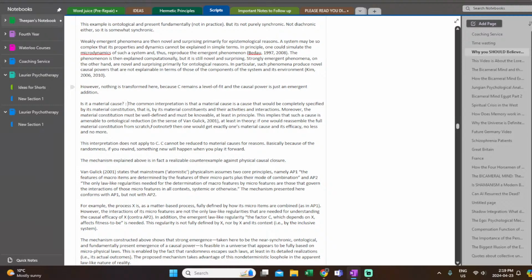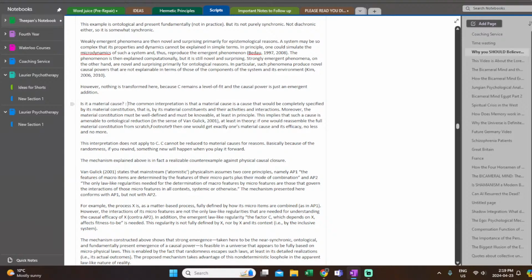And then he wrote, the common interpretation is that a material cause is a cause that would be completely specified by its material constitution, that is, by its material constituents and their activities and interactions. Moreover, the material constitution must be well defined and must be knowable, at least in principle. This implies that such a cause is amenable to ontological reduction, in the sense of Van Gulick, 2001, at least in theory.